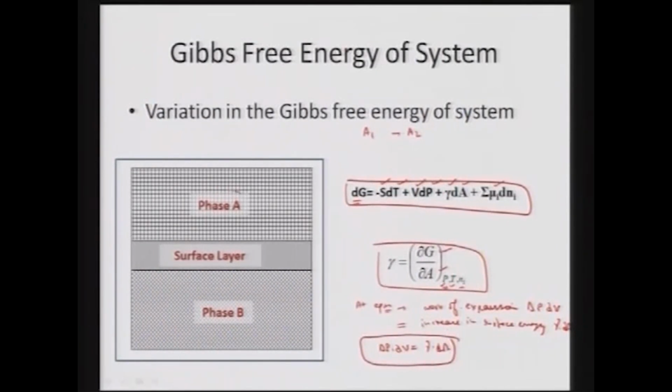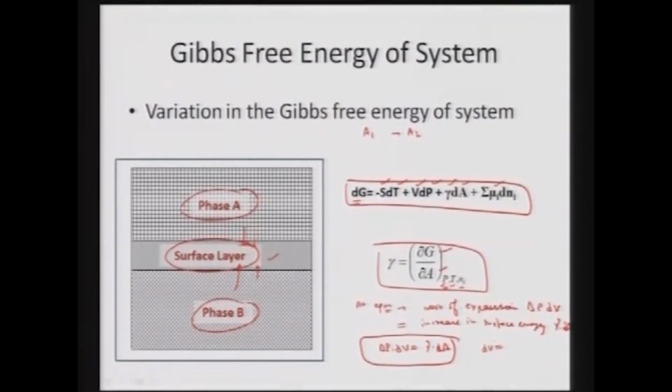So essentially what is happening, we have phase A, we have phase B, and there is always some surface layer, and that dictates the overall generation of the enhancement in the free energy. How these two interact will give out the overall surface layer which will dictate the overall free energy of the new system. And this term can again be expanded, that delta P into dV is equal to gamma into dA.